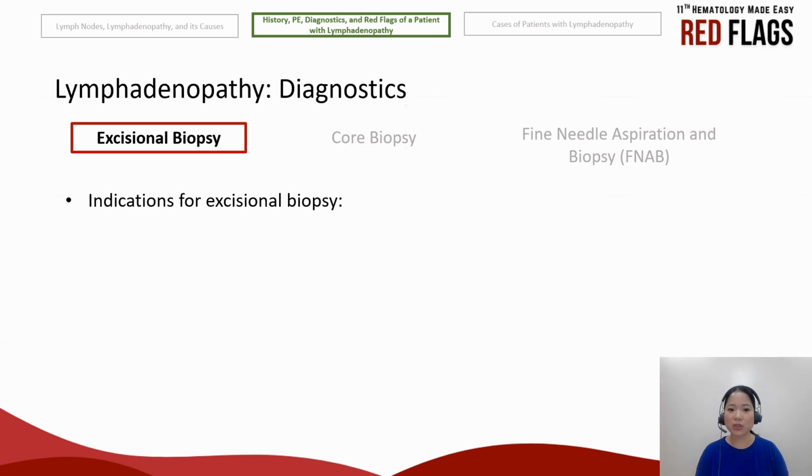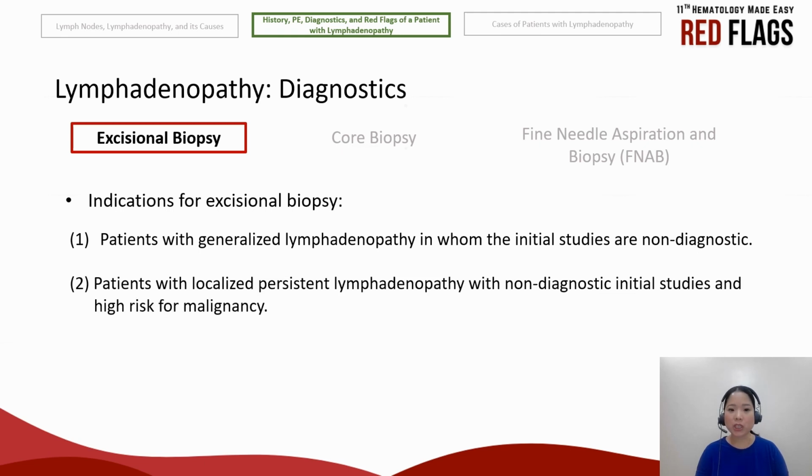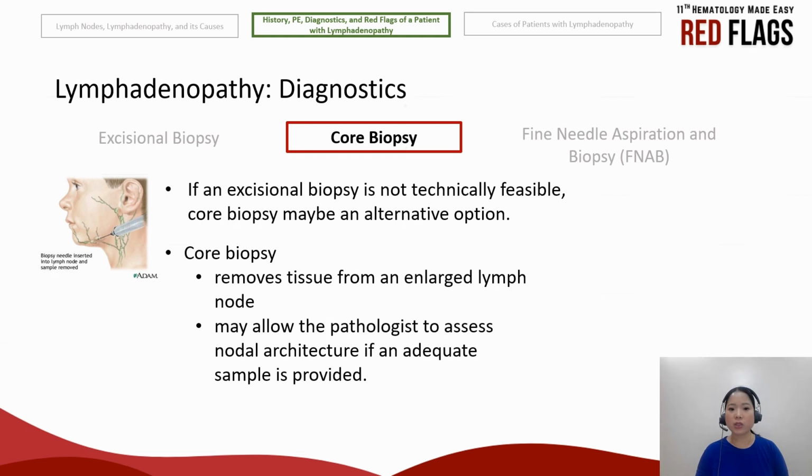The indications for excisional biopsy include patients with generalized lymphadenopathy in whom the initial studies are non-diagnostic, and patients with localized persistent lymphadenopathy with non-diagnostic initial studies and high risk for malignancy. So these are the patients with more than 4 weeks of localized lymphadenopathy, and patients presenting solely with cervical lymphadenopathy who are at risk for malignancy. So if an excisional biopsy is not feasible, core biopsy may be an option. And core biopsy removes tissue from an enlarged lymph node and allows the pathologist to assess the nodal architecture if an adequate sample is provided.